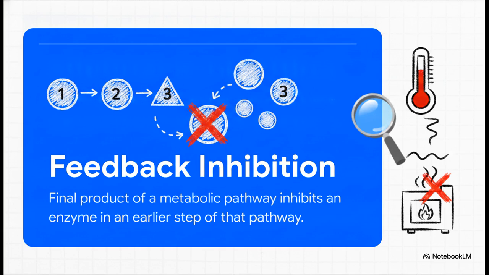It goes all the way back to enzyme number 1 and hits the brake. Think of this exactly like your household thermostat. When the room gets warm enough, the heat itself tells the furnace to shut off. It's brilliant. It prevents the cell from hoarding unnecessary resources and wasting precious energy.